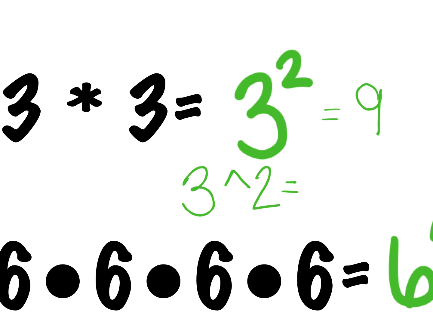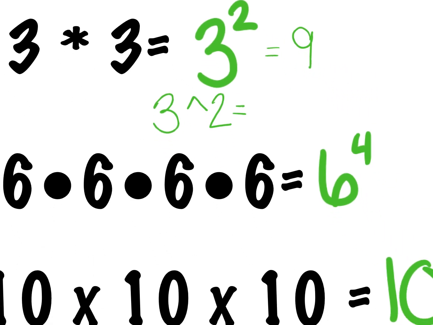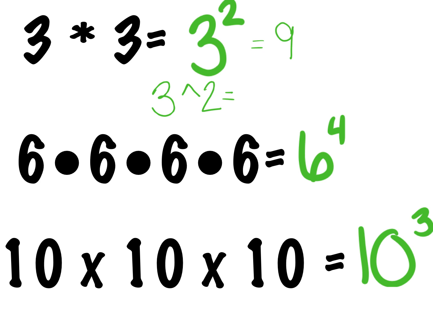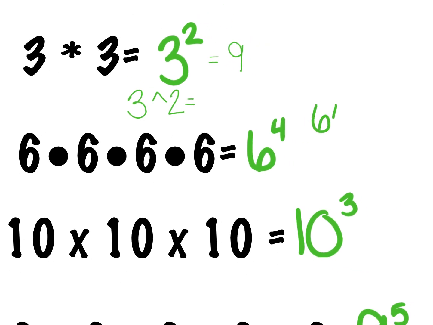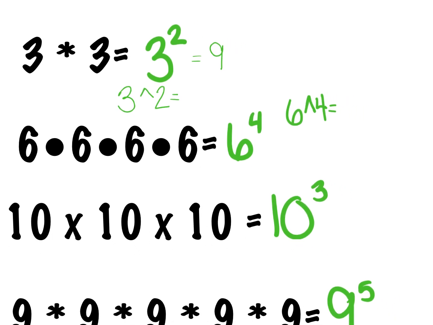6 to the 4th. Why are calculators smart? Because they're programmed to be that way. 6 to the 4th. In your calculator, 6 caret key 4. 6 raised to the 4th. Grace, what'd you get? 1,296. How many people agree with Grace?